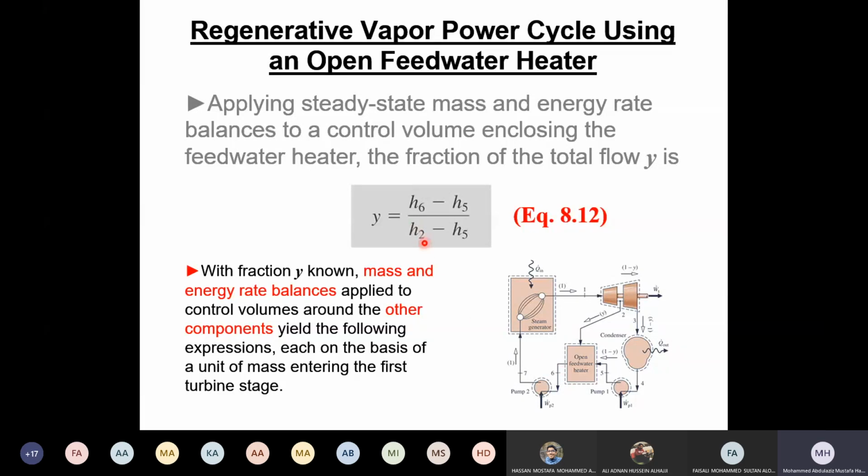This gives the value for y. So now y multiplied by h2 plus 1 minus y multiplied by h5 will be equal to 1 multiplied by h6, and this will give us the value for y here. Before we solve anything, I'm going to give a problem soon, but y here should be around 0.2 or something like that. Okay, so this is what we call the mass fraction that's extracted or bled from the turbine.